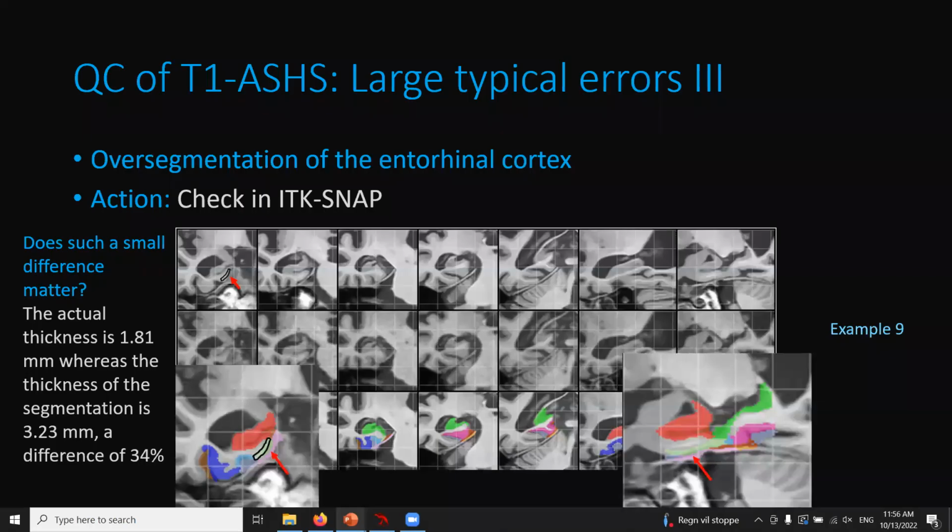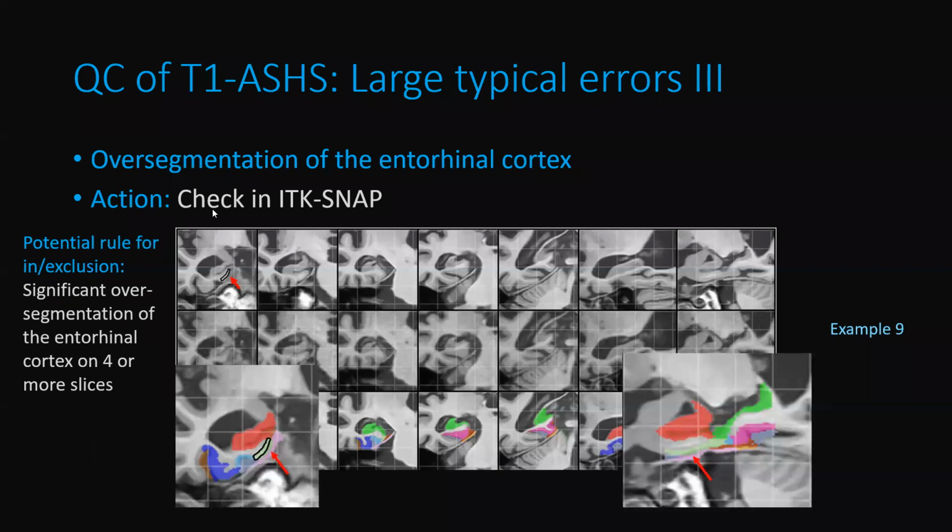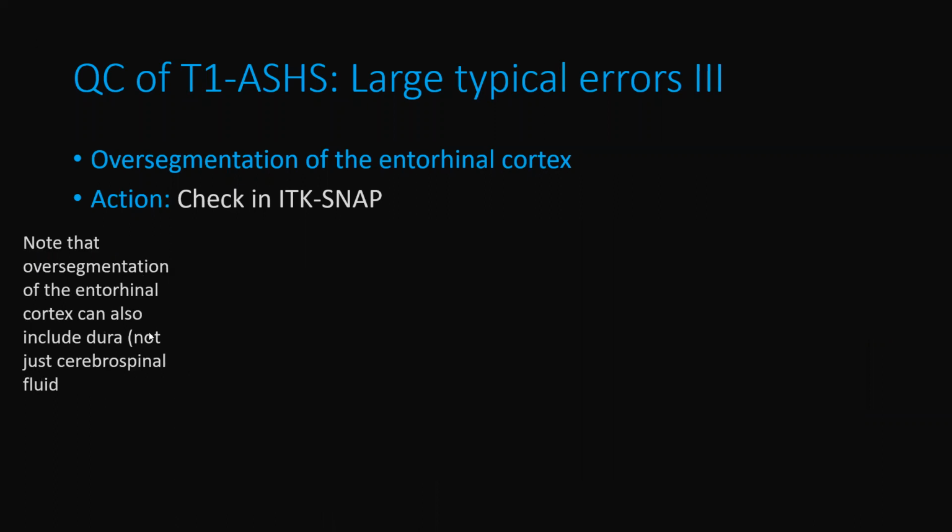All right. Then a potential rule for inclusion or exclusion here could be if there's significant oversegmentation of the entorhinal cortex on 4 or more slices. Again, this is just an example. You don't need to use this, but it's an example of how you could make sure that you're systematically, or at least in a consistent way, assessing all these cases. And as I already mentioned, note that oversegmentation of the entorhinal cortex can also include the dura, not just cerebrospinal fluid.